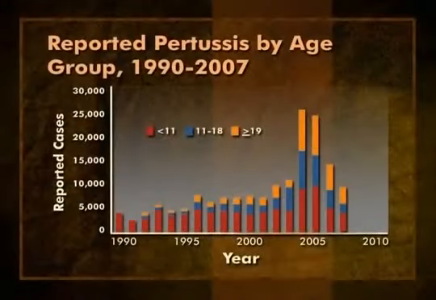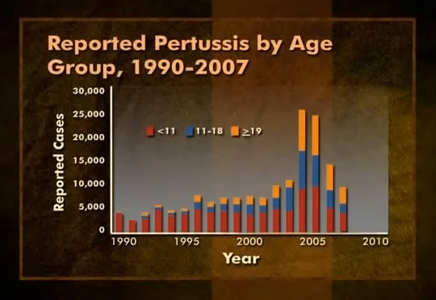Pertussis vaccination rates have increased substantially since 1996. So why is pertussis still around? The answer to this question may be in who is being reported with pertussis. This stacked bar graph shows the number of pertussis cases reported by age group and year since 1990. Children younger than 11 years are shown in red. Cases among adolescents 11 through 18 years of age in blue and adults 19 and older are in gold.